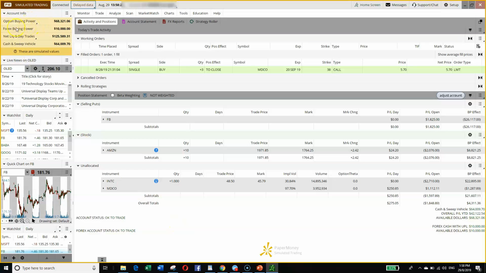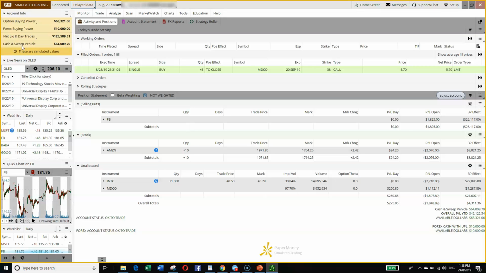Here it shows you your option buying power, forex buying power, net liquidity, cash and sweep. So let me explain this. Now cash and sweep is the first money that you put in. So if you see that your account has $5,000, when you pump in 5,000, then this will show you cash and sweep. Now why is it called cash and sweep? So this is the cash available for you to trade, and the sweep vehicle means that what Thinkorswim does is, let's say your account has 10,000 and you have only used 4,000 for trading.